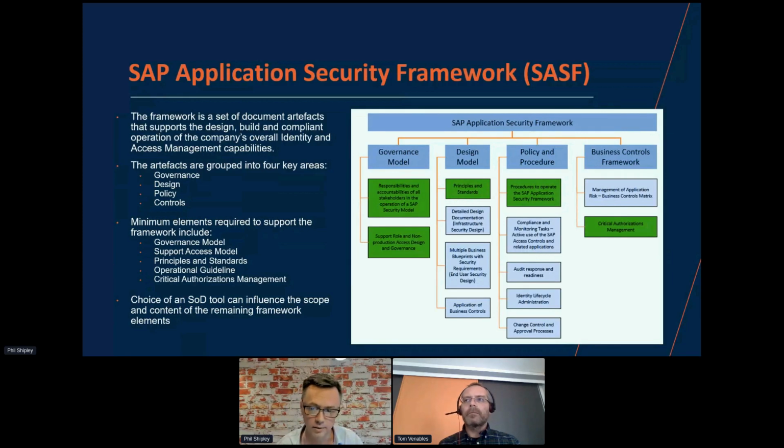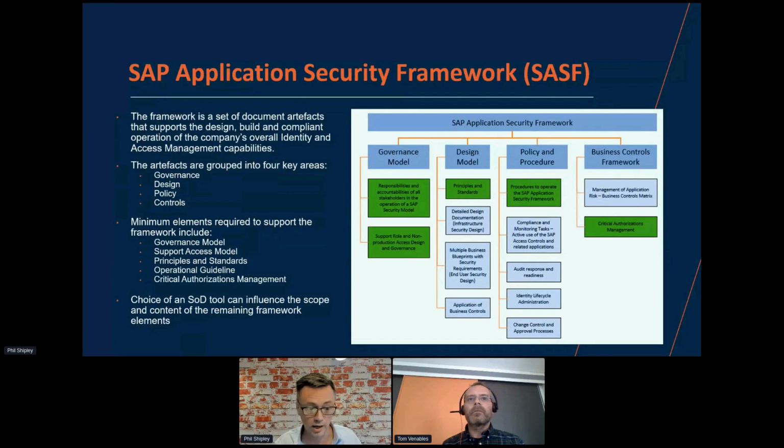The operational guideline. So again, what are we going to do? How are we going to do it? And being able to attest to auditors that you're doing what you said you would do. And that's the whole end-to-end, from your user access request through to provisioning.